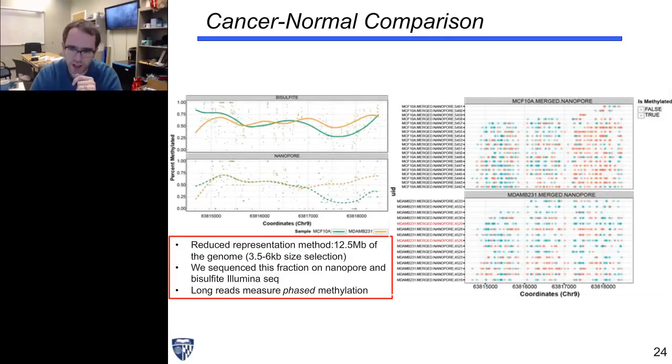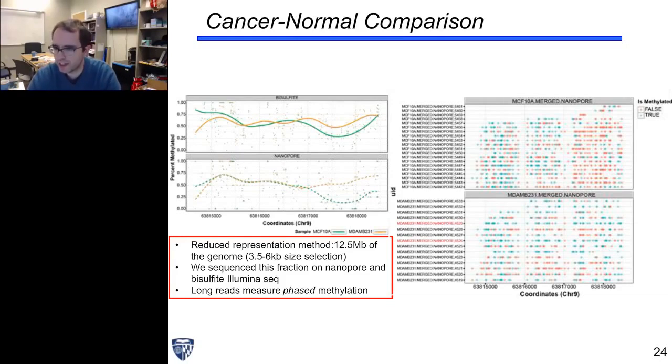That's pictured here on the left-hand side. So you can see that we see the same DMR, differentially methylated region, with bisulfite sequencing as we can also resolve with nanopore sequencing. Other than that, the profile looks pretty similar with bisulfite and nanopore. The absolute levels are a little bit different, but generally the profile looks similar.